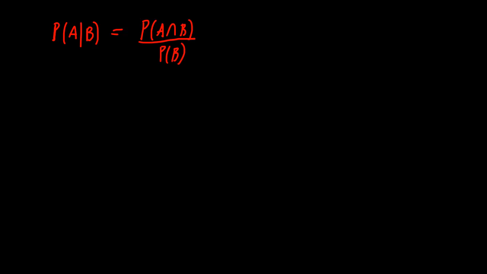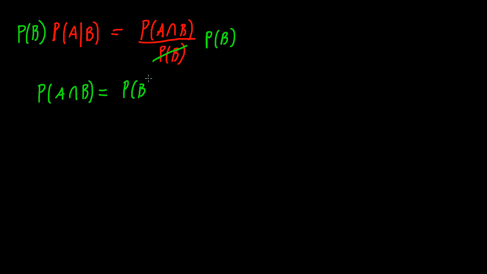So the next step to get to our multiplicative rule of probability is to rearrange this formula a little bit. We're going to multiply both sides by the probability of B. So the probability of B on the right side cancels out the probability of B on the bottom of our fraction. Now we get the formula where the probability of A intersect B is equal to the probability of B times the probability of A given B.